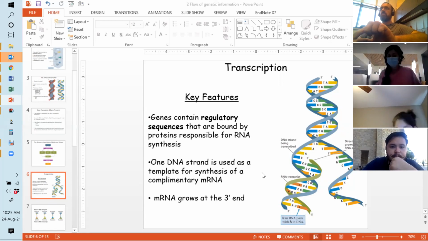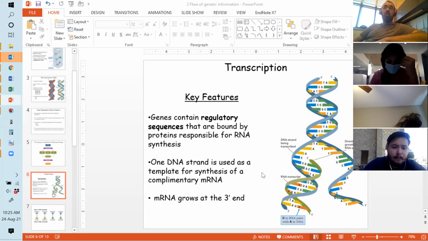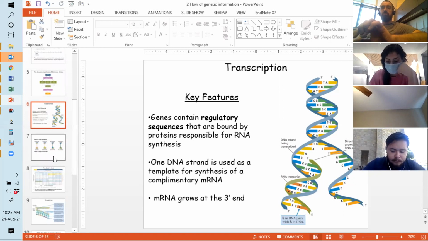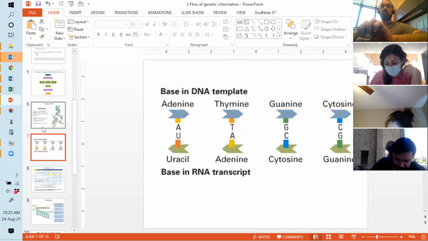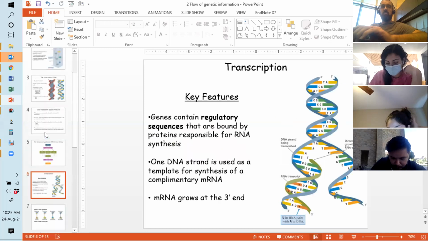Also, this whole process is controlled to varying extents by regulatory sequences, which are recognized by proteins. And those are what determine when, where, and how much a gene is expressed. And this also just reiterates that uracil is the base in RNA.